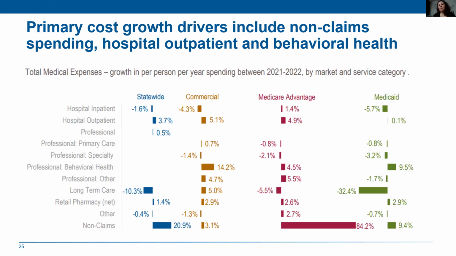Another example might be a value-based payment contract. So let's say that you entered into some sort of risk-based capitated arrangement for all of your commercial patients with diabetes, and you agreed to accept a per member per month payment to manage the care of those patients with diabetes. So all of those per member per month payments for your members with diabetes would be considered a non-claims payment.